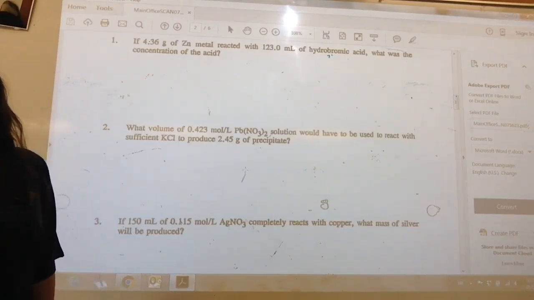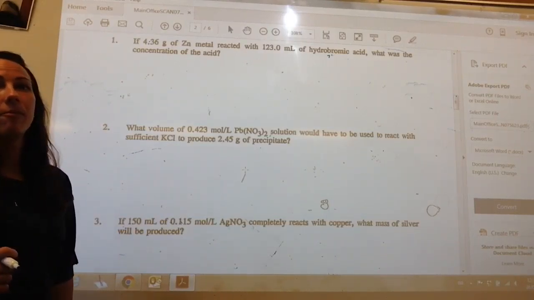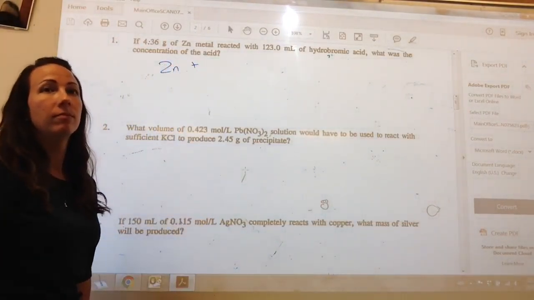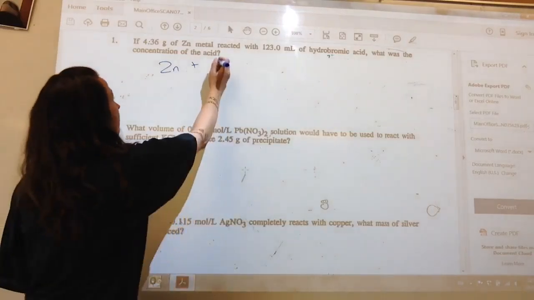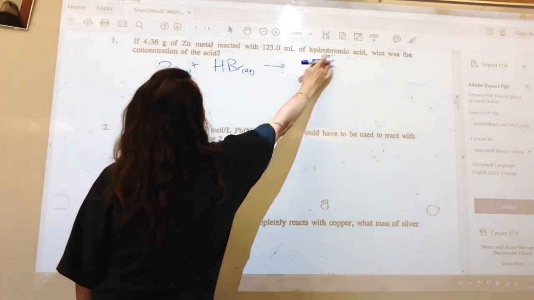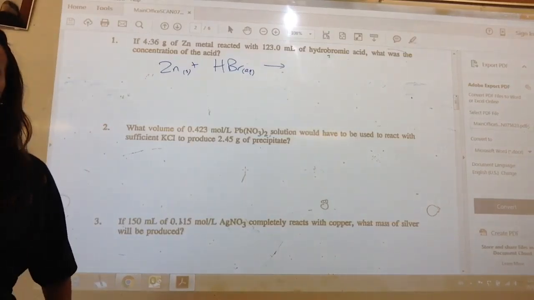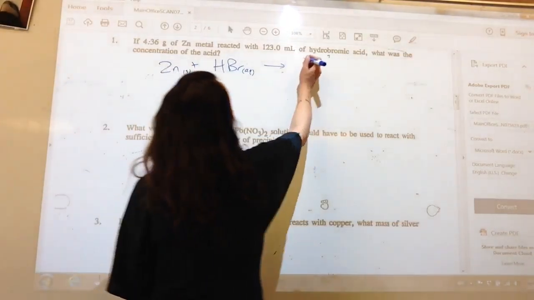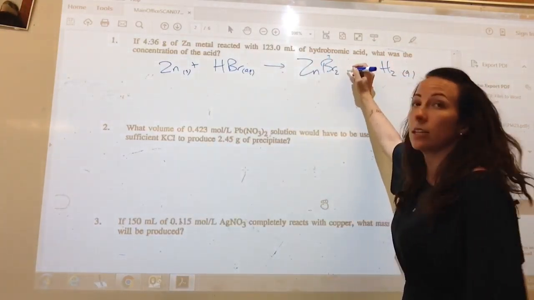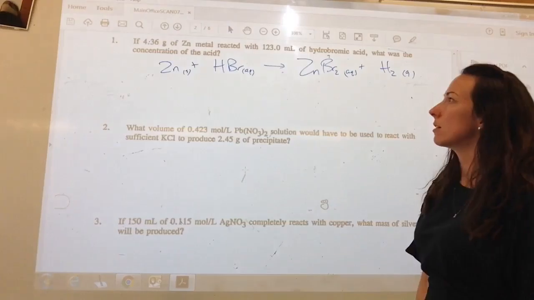Austin, what's the equation? Zn plus HBr. Good guess. What are my products, Molly? ZnBr2, very good, plus H2. Very good. It's a gas, because H2 exists as a gas at room temperature, and I'd want to look that up to make sure it's soluble, but it most likely is.